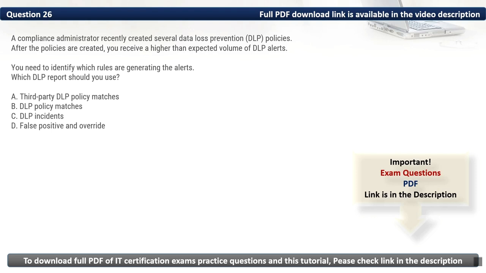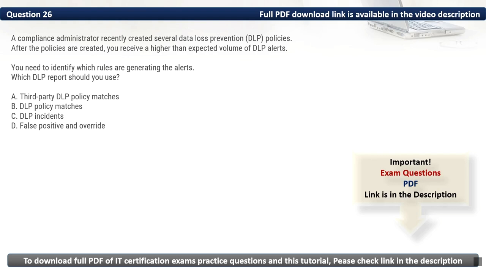Then we have C. DLP incidents. This report tracks actual data loss events, not a breakdown of rule triggers. Then we have D. False positive and override. This report focuses on false positives and user overrides, not the volume of alerts triggered by specific rules.